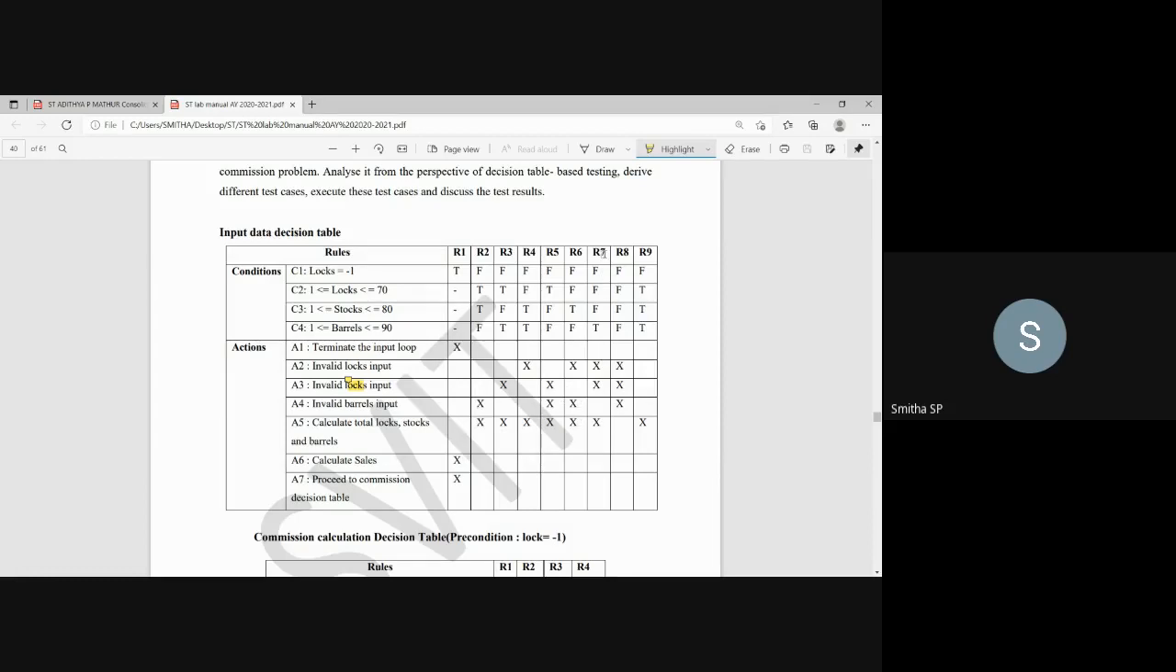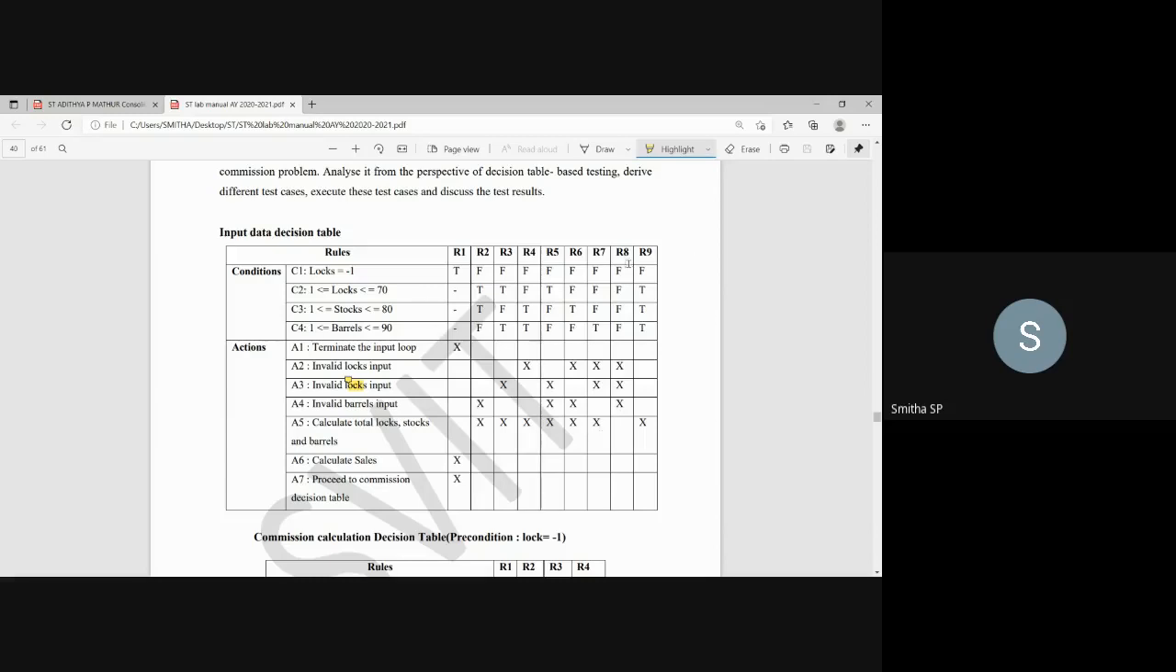Coming to rule 7, only the barrels value, that is C4, is true, and C2 and C3 are false. For that, the logs and stocks values are invalid. You have to mark the entries A2 and A3. Then A5 is marked here. Why? Because one of the conditions, C4 for the barrels value, is true over there. For that you have to update the total barrels.